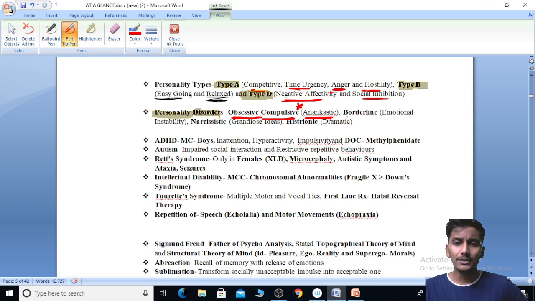Next one is your borderline personality disorder, in which there is emotional instability of the person. The person sometimes gets really very angry, sometimes he is very happy. Not very stable emotionally. So this is what a borderline personality disorder is. The patient can take decisions of suicide also in borderline personality.